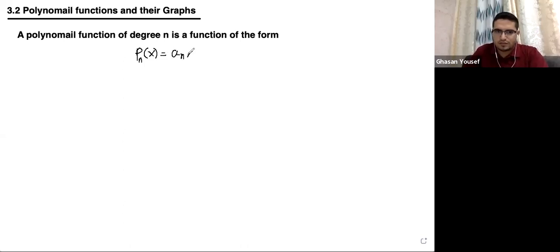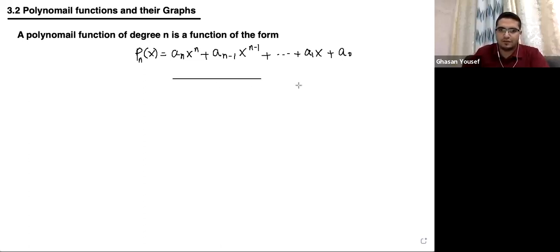a_n x to the power n plus a_(n-1) times x to the power n minus 1 plus dot dot dot plus a_1 x to the power 1 plus a_0. a_(n-1) to a_1, a_0, all of them are called coefficients of this polynomial. So all of the a's are the coefficients of this polynomial.